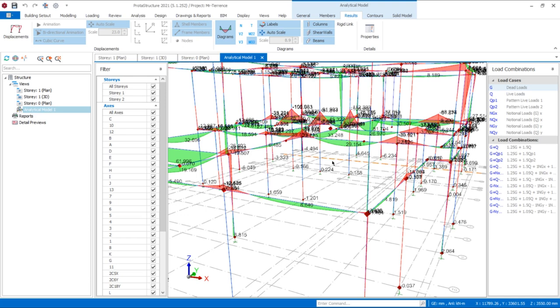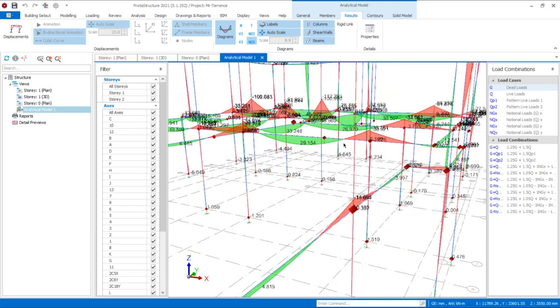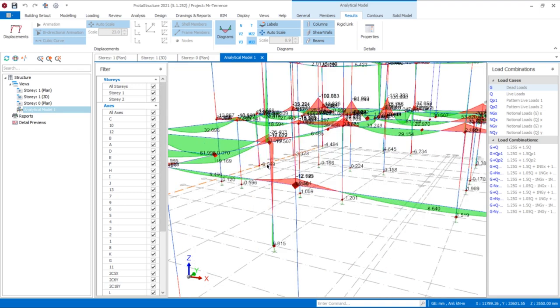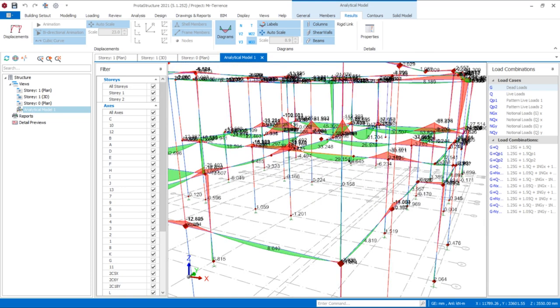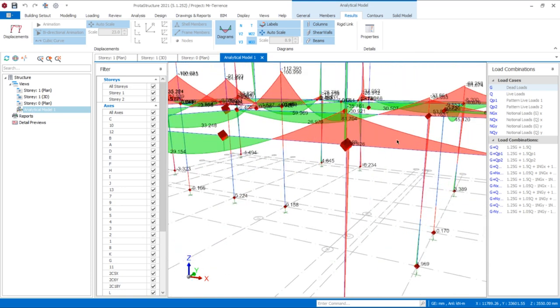M33 is bending about the second local axis. Some beams show higher values because of their orientation within the building. That is why understanding local axes is also important. So two identical beams can display different moment diagrams simply because their local axes are different.